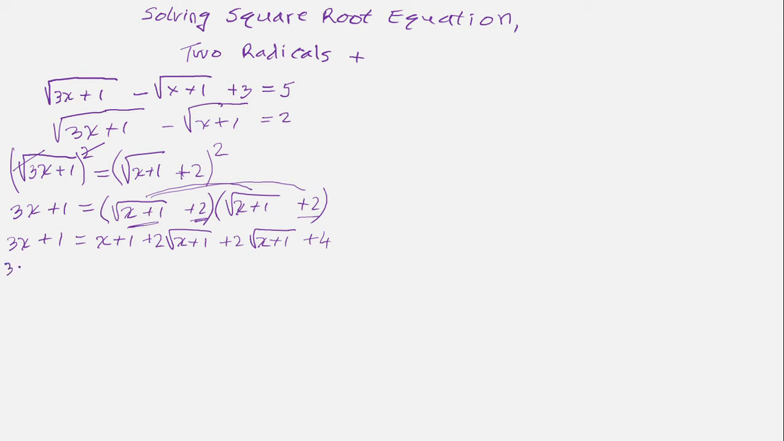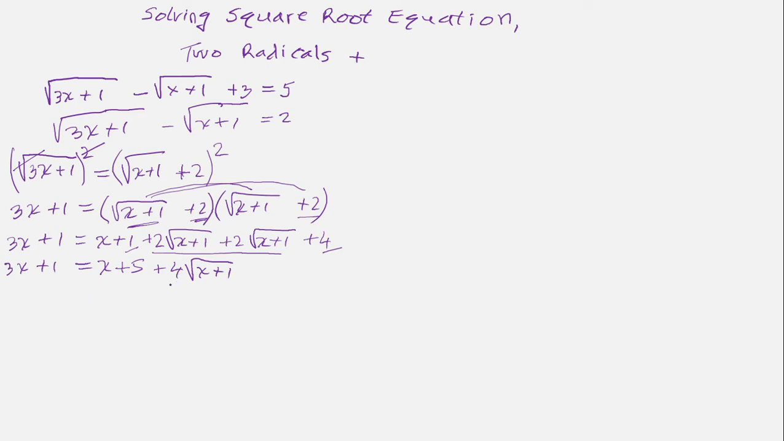Now what we need to do, try to simplify this right hand side. So the x doesn't really combine with anything, so we'll just copy it down. But 1 and 4 will add to make 5. And then these two terms will add together, so we will have 4 square root of x plus 1. Now we have an equation with only one square root, because we managed to eliminate one.